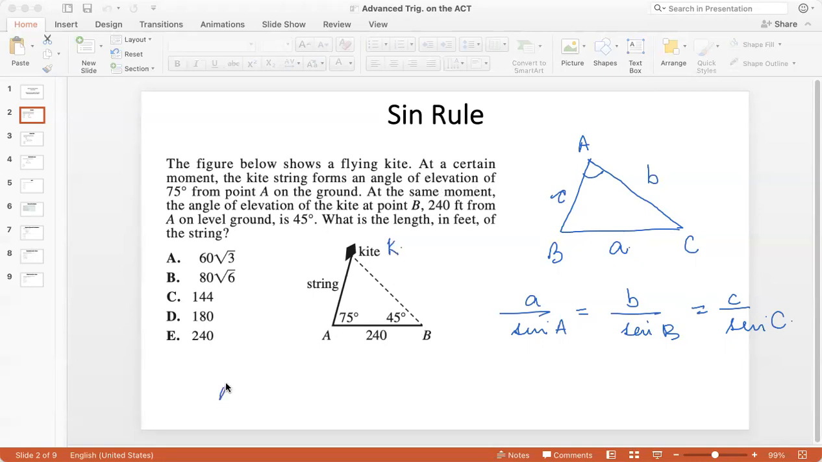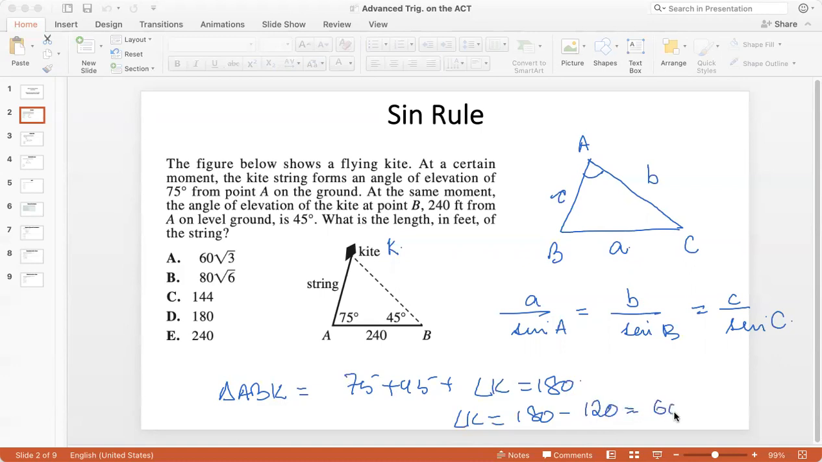So in triangle ABK, we can find angle K by using the fact that the sum of the angles is 180. So 75 plus 45 plus angle K is 180. So angle K is 180 minus 120, which is 60. So this angle is 60 degrees. And now if the length of the string is x, then we can use sine rule in this triangle to get the value of x.